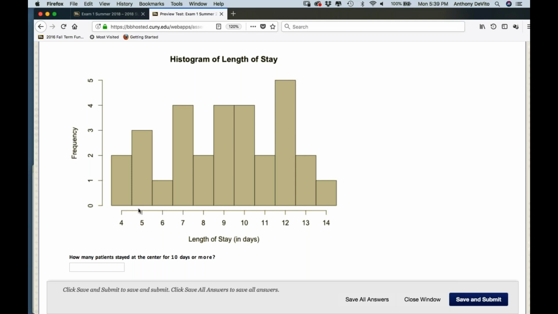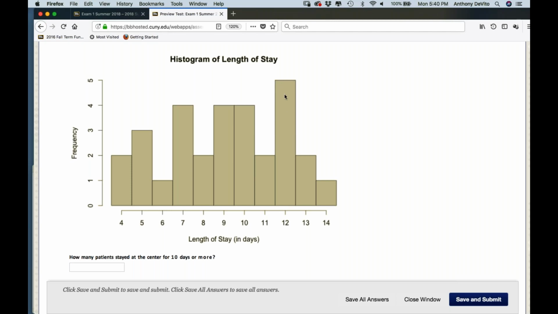So if it's 4.9 days, maybe it's in one, and at 4.5 days it's in another, and so forth, if we were going to define it that precisely. The height of the bar, of course, is the frequency or the percentage of the people or subjects in that particular bar. So the most frequent number of days stay in this rehab center or hospital is 12 days.